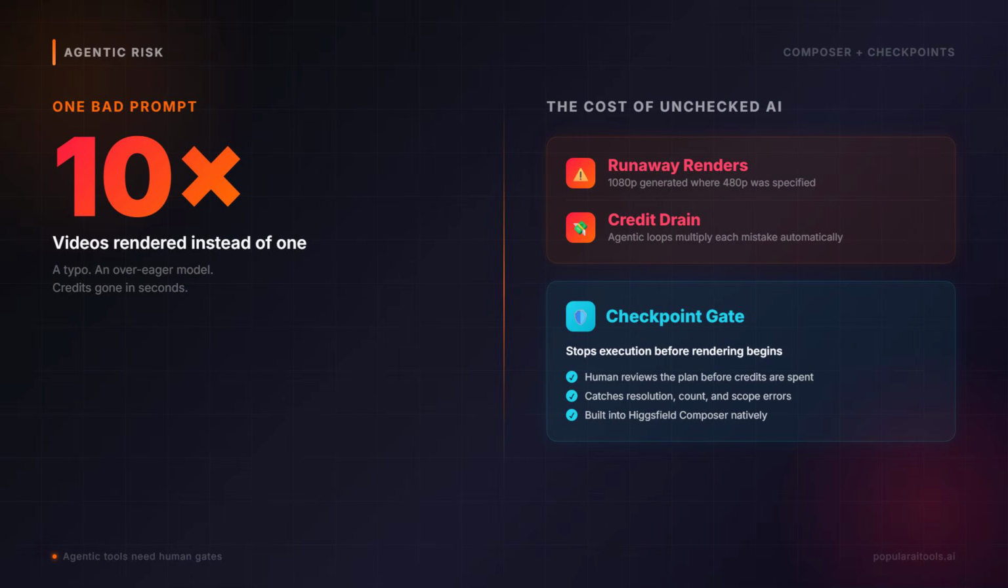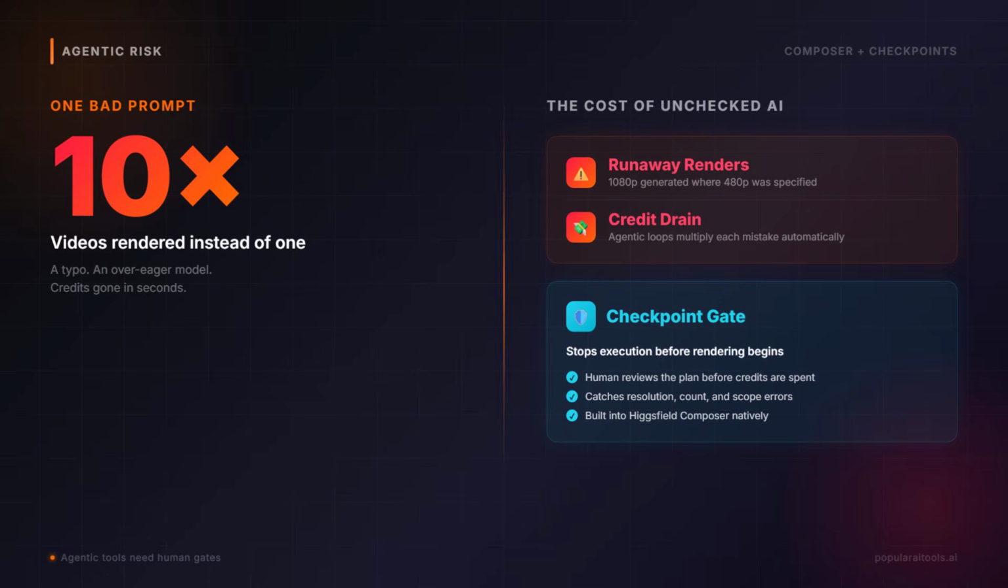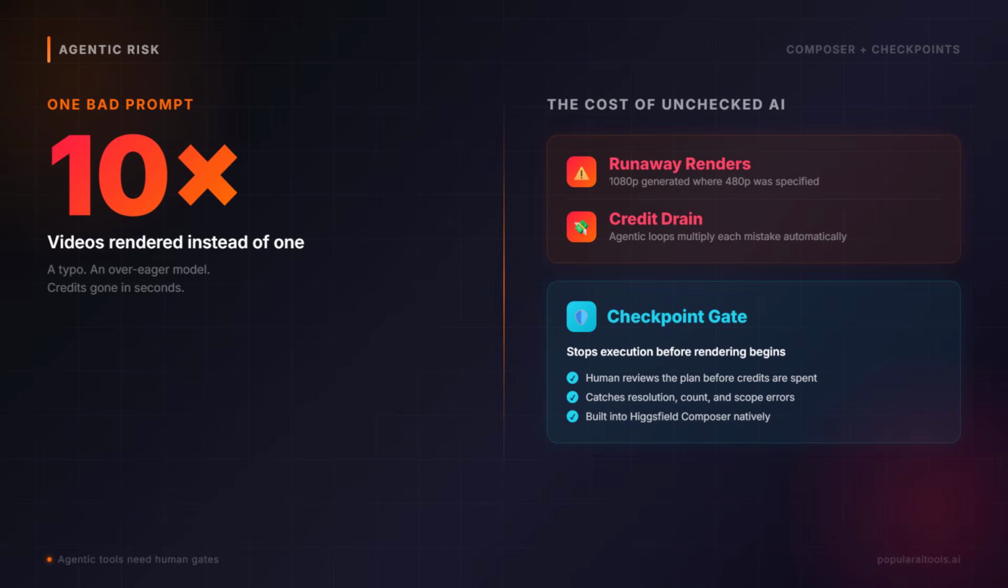Why does this matter so much? Because agentic tools are dangerous. A typo or an over-eager model can drain your credits in seconds. 10 videos when you wanted 1. 1080p when 480p was fine. The checkpoint gate stops that cold.